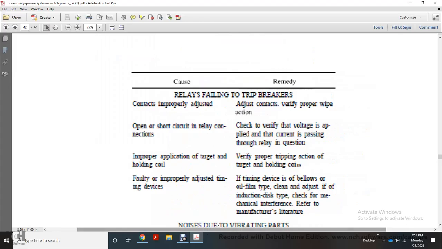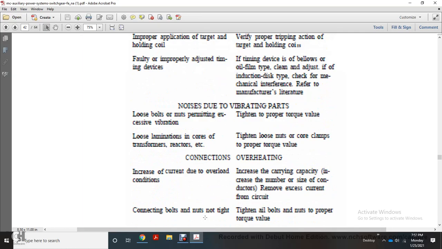Contacts improperly adjusted. Adjust contacts for proper wipe action. Open or short circuit in the relay connection. Check and verify that voltage is applied and that current is passing through the relay when in question. Improper operation of the target and holding coil. Verify the proper tripping action of the target and holding coil. Faulty or improper adjustment of the timing device or the bell of the oil film contact. Clean and adjust. Induction disc type: check for mechanical interference. Refer to manufacturer literature.